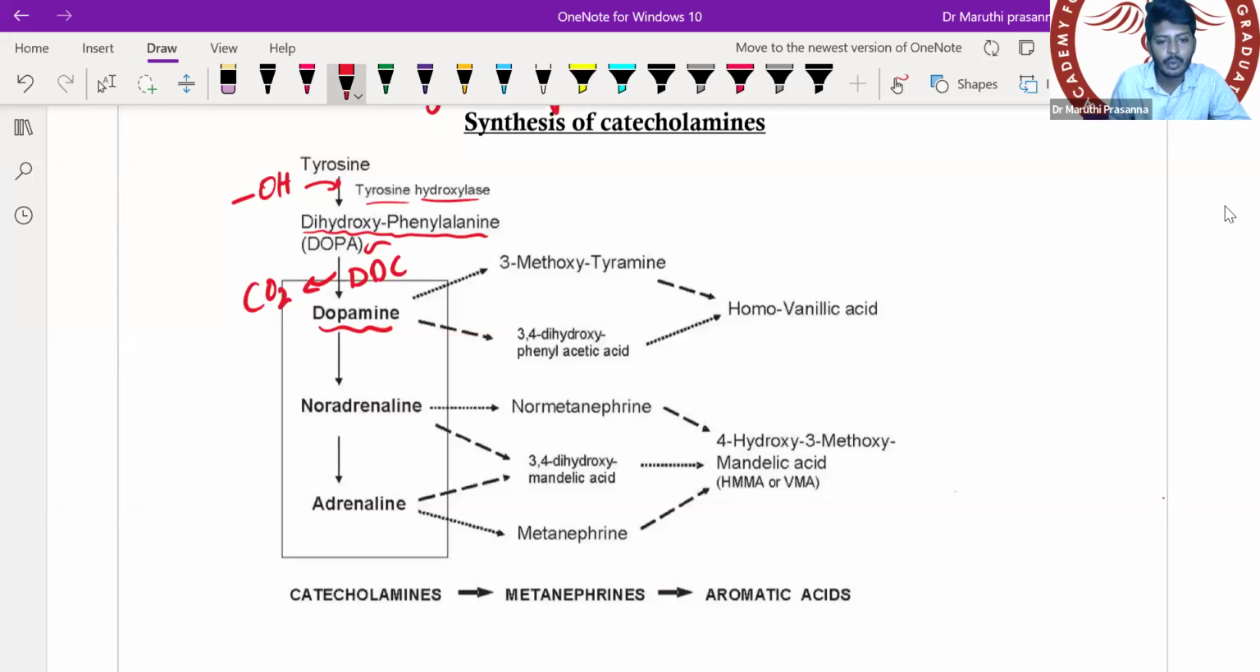Now, this dopamine undergoes hydroxylation once again. If you add an OH group to the dopamine, we will get noradrenaline. This noradrenaline undergoes one reaction called methylation. What is methylation? Adding a methyl group. What is a methyl group?